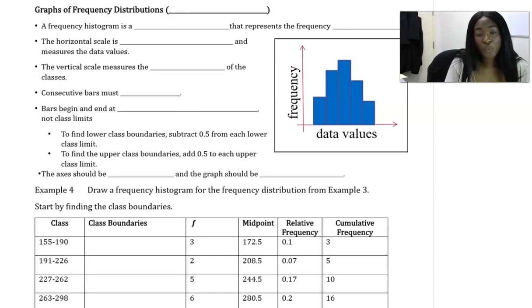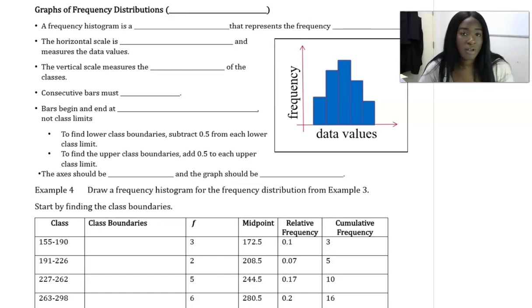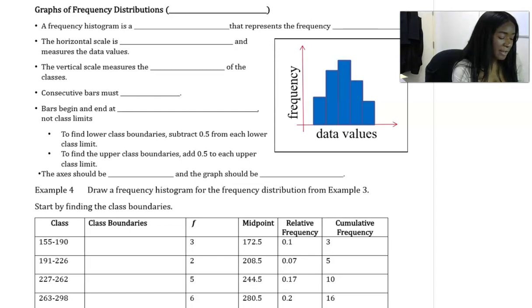So now that we know what a frequency distribution is, we've seen examples of how to make them by hand, how to make them using technology. The next thing we're going to talk about is the graph for a frequency distribution. So how we graph a frequency distribution is we graph it using a histogram. A histogram is the graph of a frequency distribution.